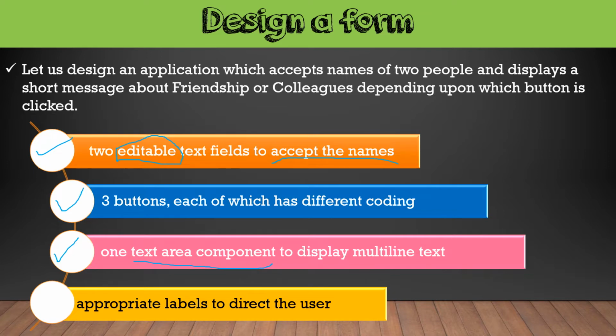After it, appropriate labels to direct the user. Means there will be some labels so that the user can know what to do in which text field or for what purpose they are given here. Let us see.